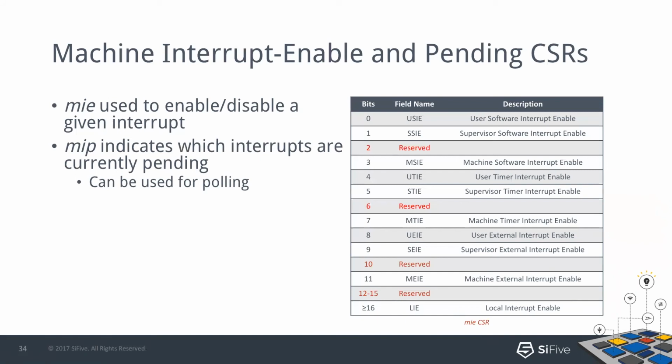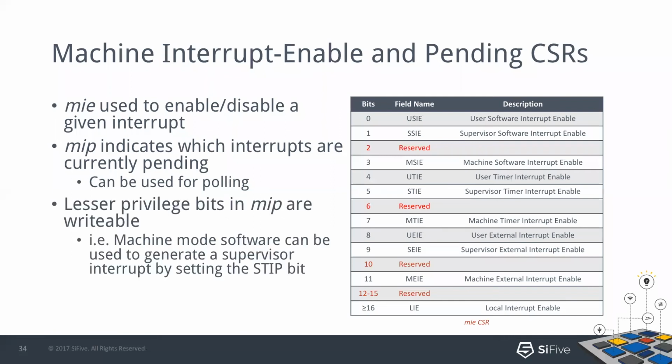The machine interrupt pending registers are used to indicate which interrupts are currently pending. And this is useful as you can poll the machine interrupt pending register. So let's say you don't want to actually take an interrupt or a context switch for a given interrupt. You can read the value of machine interrupt pending to understand which interrupts have been triggered.